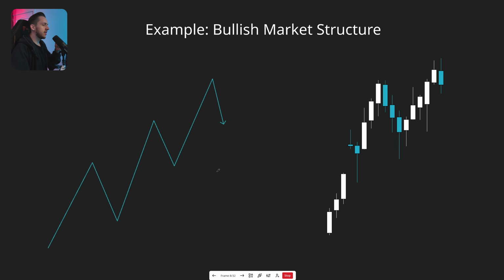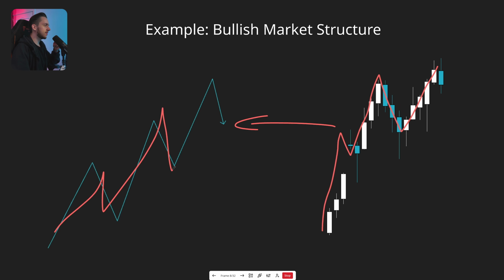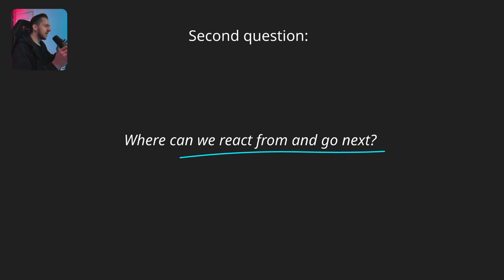And you can clearly see that this market structure is currently bullish. Clear uptrend, very similar to this line graph right here. So that's step 1, very simple. The second question is, where can we react from and where can we go next?